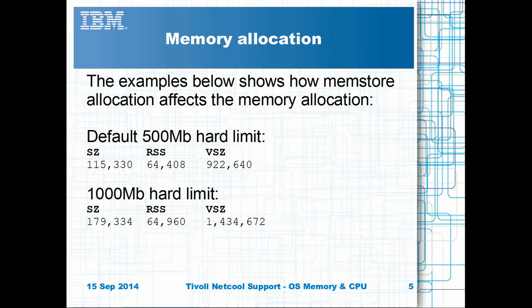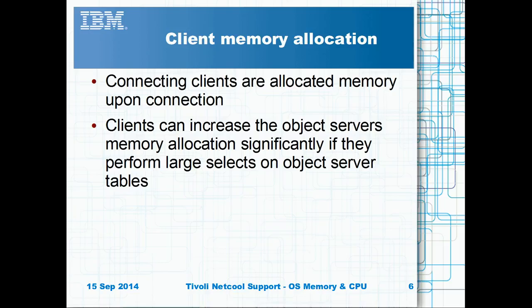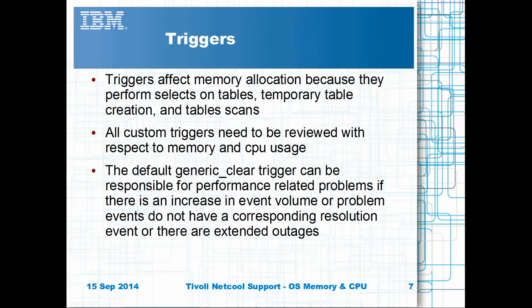Because the object server is a memory resident database, the reserved memory should always be available as physical RAM. Clients are allocated memory upon connection. Clients increase object server memory as they perform selects on the object server. The object server and gateways do not release memory after they have finished with it. This means the reserved memory will increase with the number of clients and select sizes and not be reduced until the process is restarted.